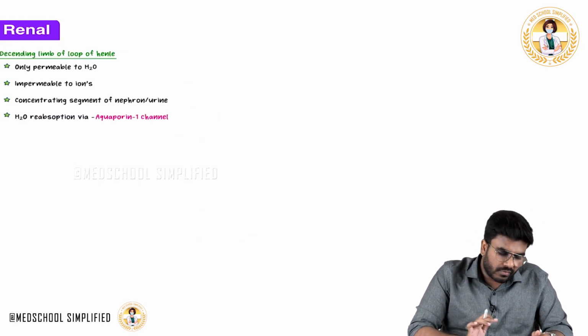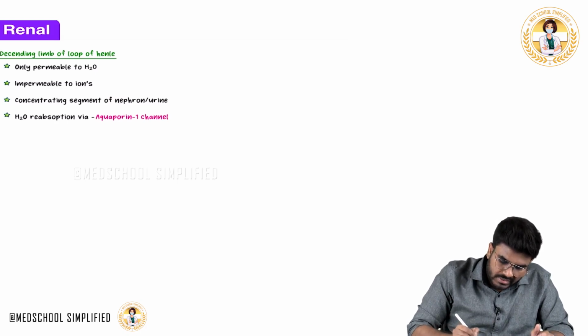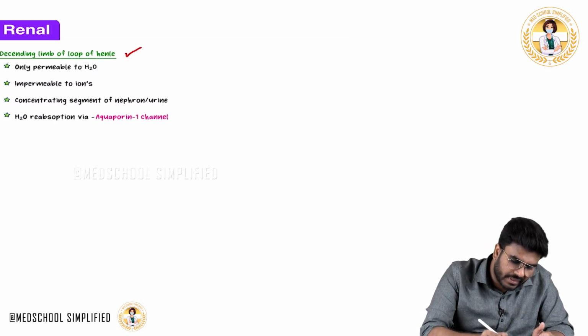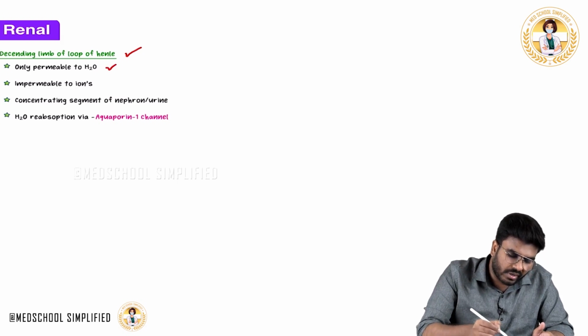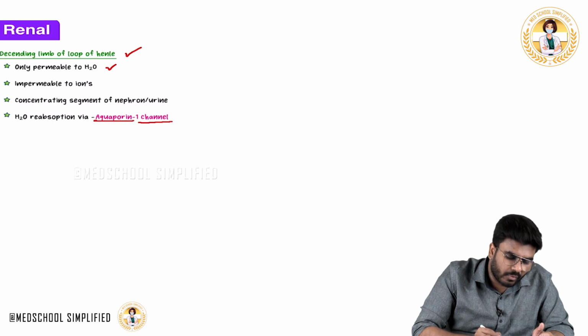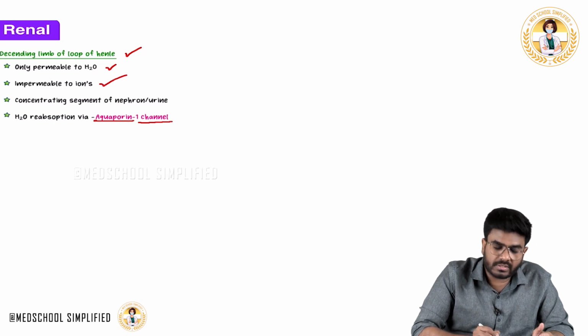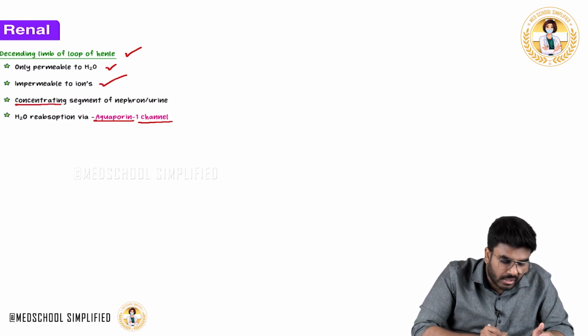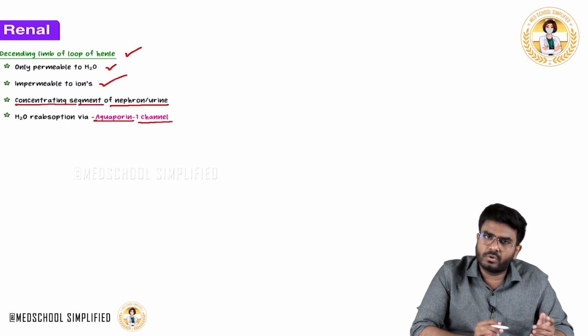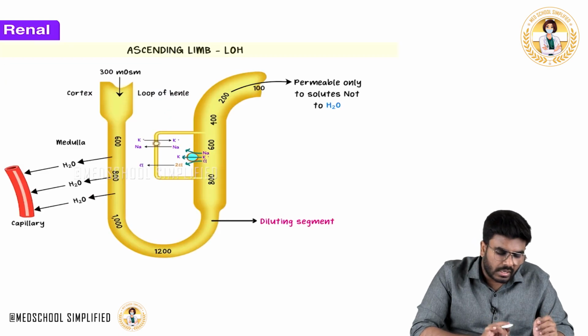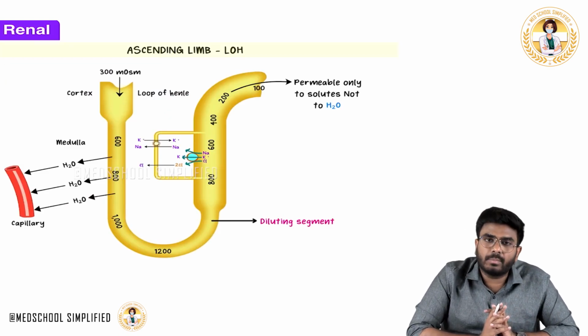First of all, let's see some important points. The descending limb of loop of Henle is only permeable to water. Water is getting reabsorbed via aquaporin 1 channels, and the descending limb is impermeable to ions. We have discussed that it is called the concentrating segment of the urine. Yes, urine is getting concentrated. Now after this, let's discuss the ascending limb of loop of Henle.